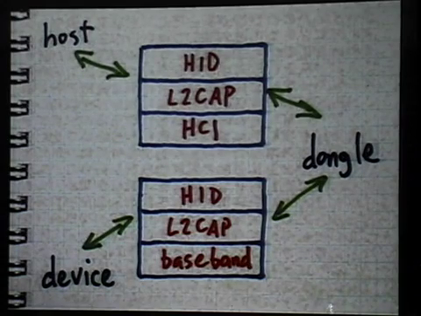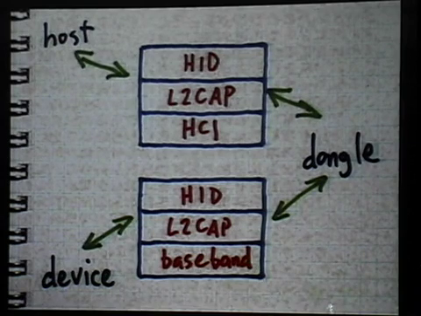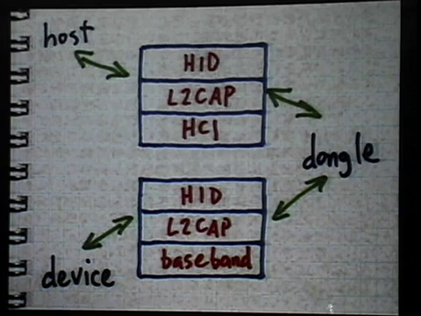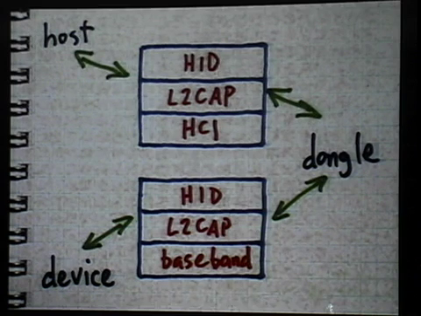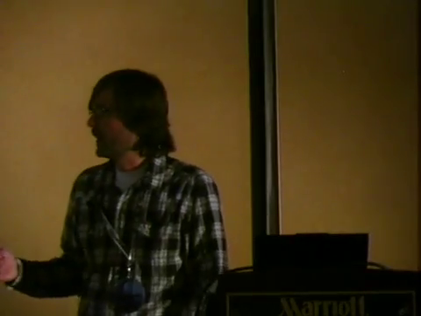The HID protocol is in the form of short frames called reports. And an HID report is carried in an L2CAP frame, which is one of the Bluetooth suite protocols. And that runs over HCI, the host controller interface between a host and a host adapter, like a dongle. And that same HID report carried in the same L2CAP frame is carried over the baseband interface, which is the air interface between a dongle and a device.